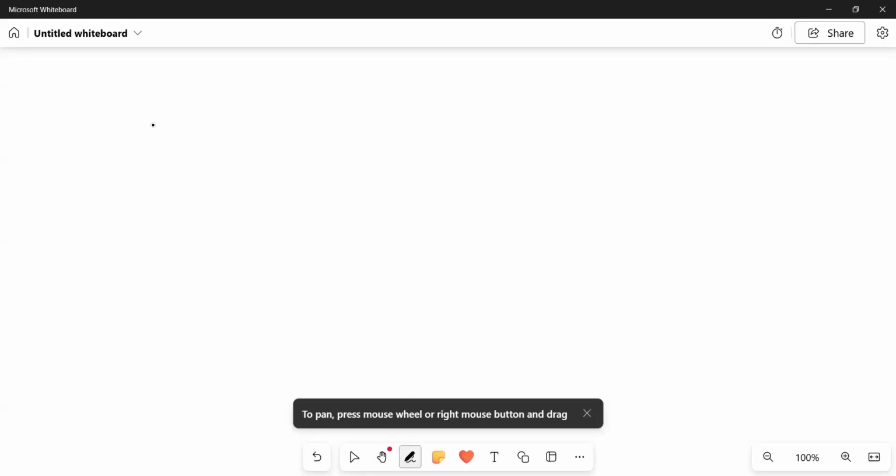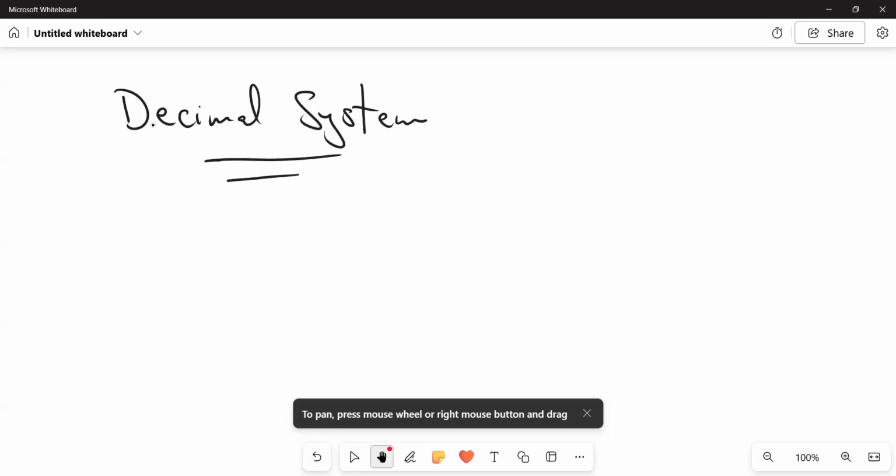So let's talk briefly about the decimal system. And there are lots of counting systems out there. Like in the computer, to represent everything in the computer, they use what you call a binary system. That's a system utilizing two digits, 0 and 1. That's another story by itself.